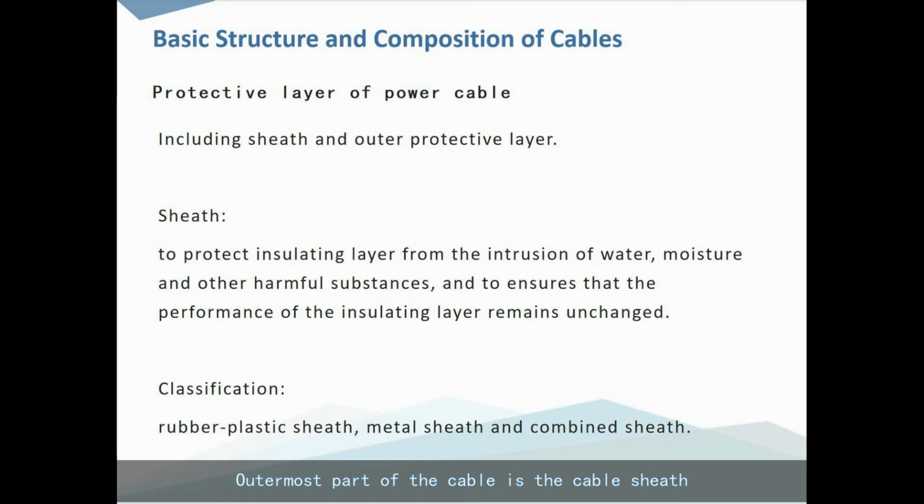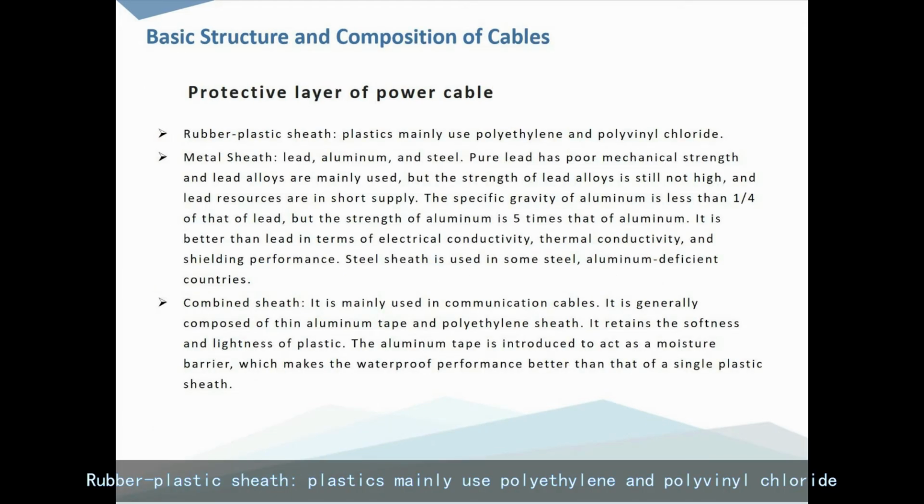Outermost part of the cable is the cable sheath, including the sheath and the outer sheath. Its function is to protect the insulating layer from the intrusion of water, moisture and other harmful substances, and to ensure that the performance of the insulating layer remains unchanged. There are mainly rubber plastic sheath, metal sheath and combined sheath. Rubber plastic sheath. Plastics mainly use polyethylene and polyvinyl chloride. Metal sheath. Lead, aluminum, and steel.